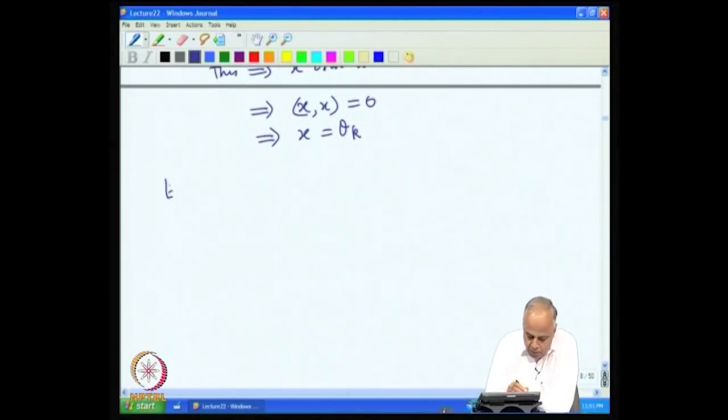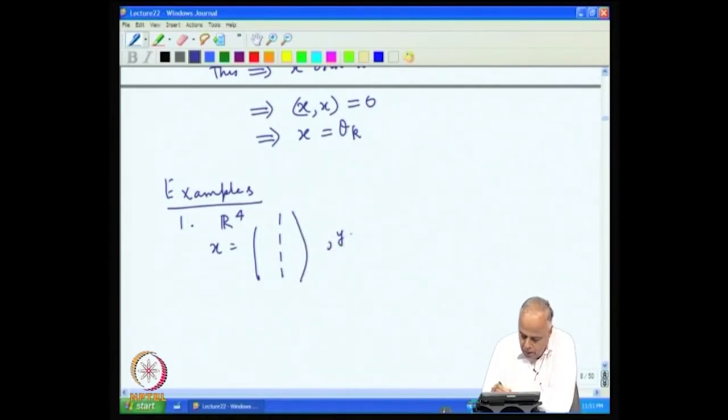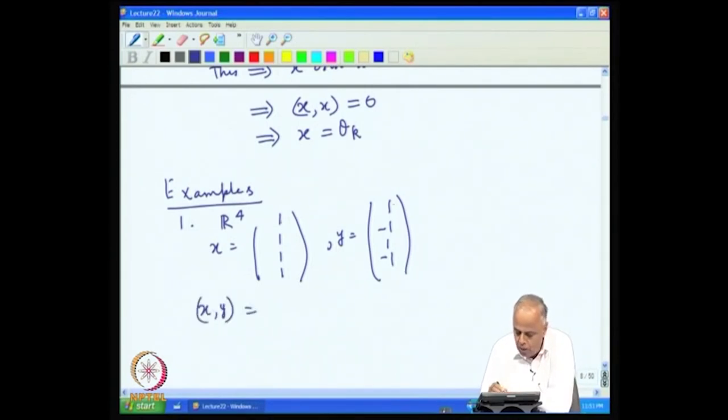Let us look at some simple examples of this orthogonality. Let us consider R^4. Consider the vector x equal to (1, 1, 1, 1) and y equal to (1, -1, 1, -1). Clearly, we have the inner product of x and y is x1 y1, which is 1, x2 y2, which is -1, x3 y3, which is 1, x4 y4, which is -1. So, it is going to be 1 - 1 + 1 - 1, which is 0, which implies x is orthogonal to y in the vector space R^4.